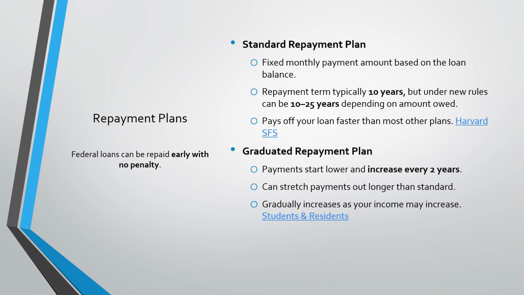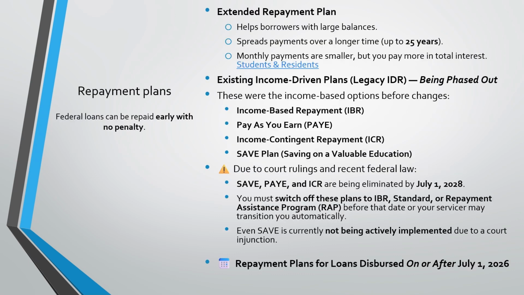The graduated repayment plan starts with lower payments that increase every 2 years. This option may be helpful if you expect your income to grow, but it often results in more interest paid than the standard plan. The extended repayment plan is available to borrowers with larger loan balances. Payments can be spread over up to 25 years, resulting in lower monthly payments but higher total interest.